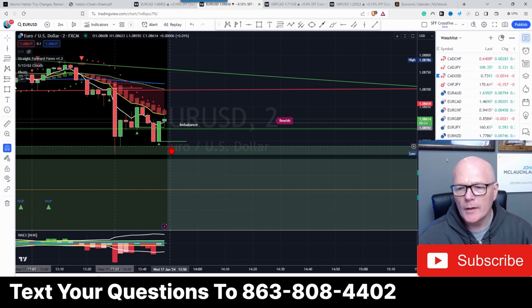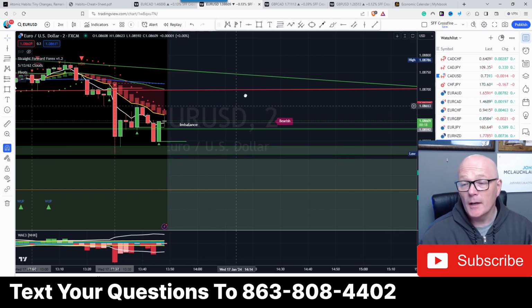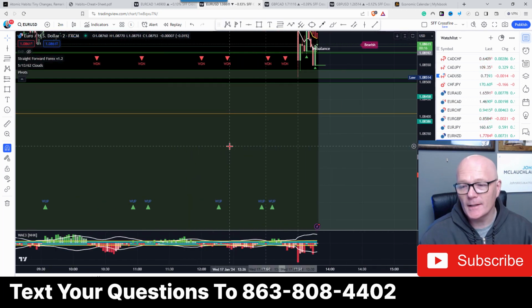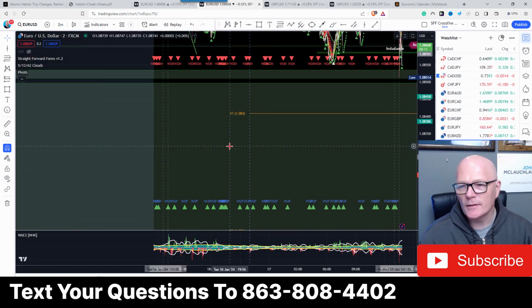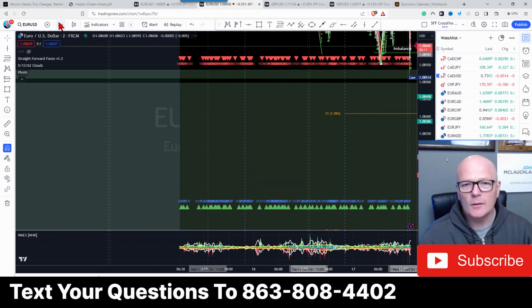Again, we've discussed this before. We've got areas of support and resistance, and price may want to come down. Price has to come down at some point. Let's see where this imbalance is from. Let's go on the 15-minute time frame.